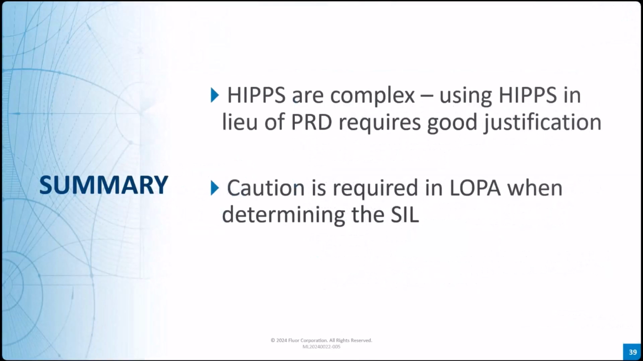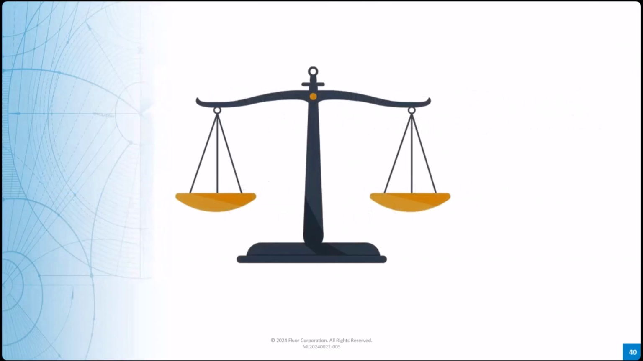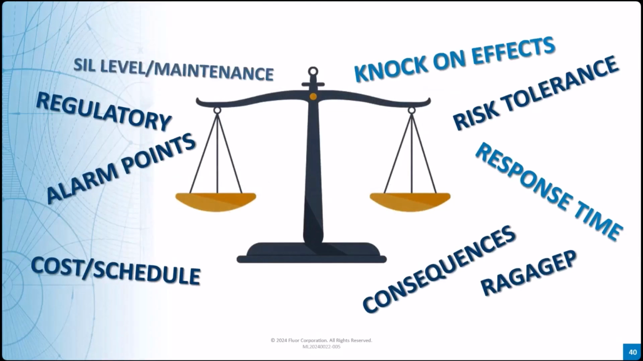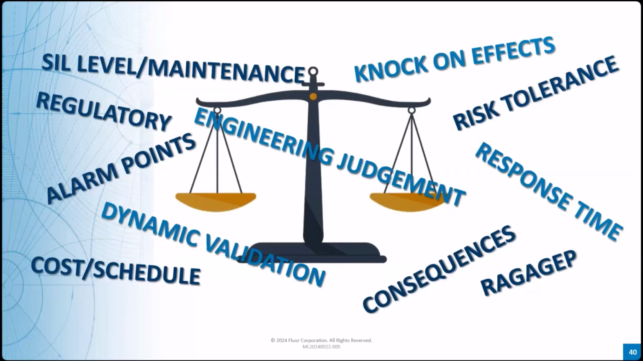So in summary, HIPPS are complex. They should not be used lightly as a replacement for the PSV. You require good justification for the use of the HIPPS to replace a pressure relieving device. Caution is also required in LOPA when determining the SIL. There are several considerations that must be balanced. Each design and client and regulatory environment is unique.